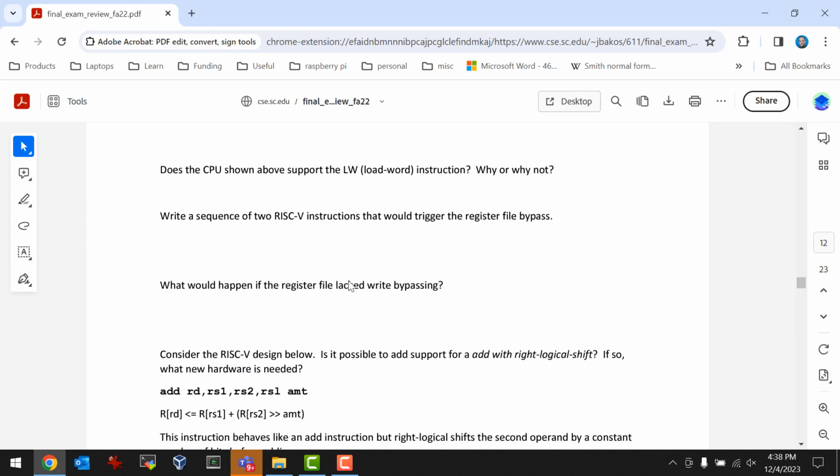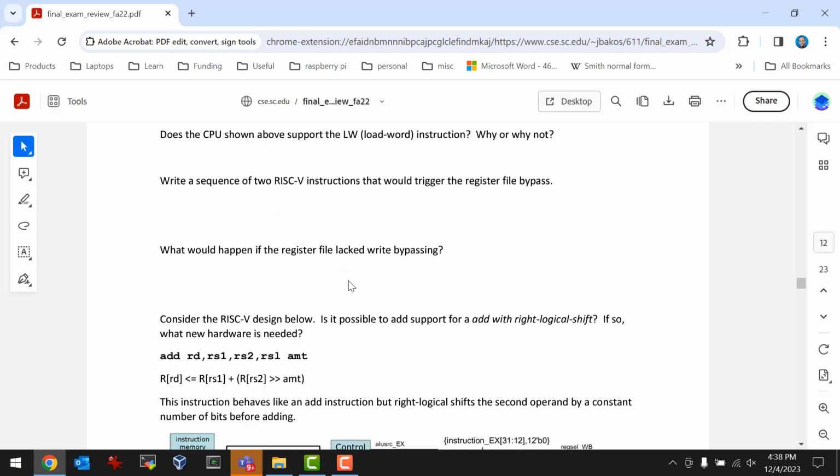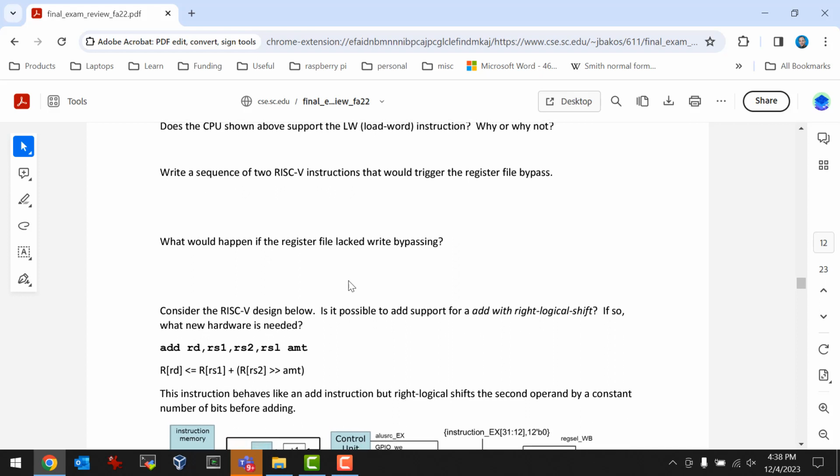Does the CPU shown above support the load word instruction? No, there's no memory for load store. There's no data memory. Write a sequence of 2 RISC instructions that would trigger the register file bypass. Basically, any instruction that writes a value that's read by its immediate successor.